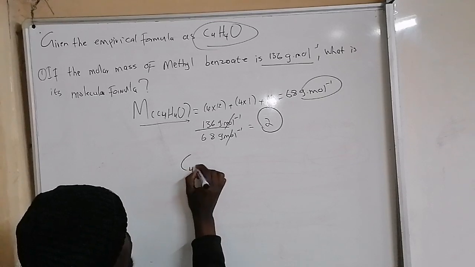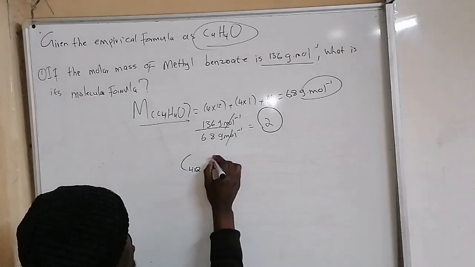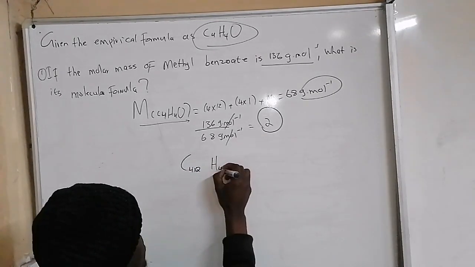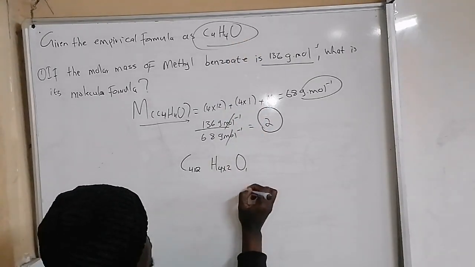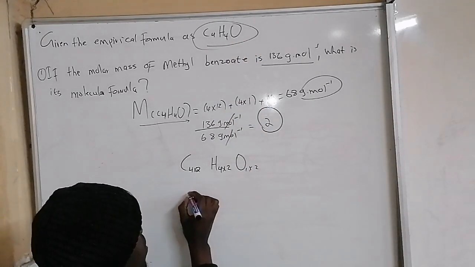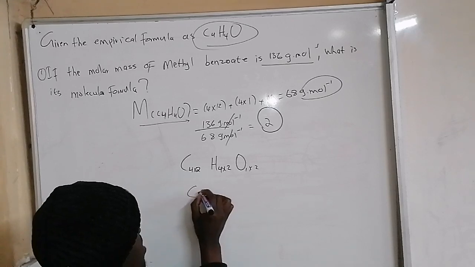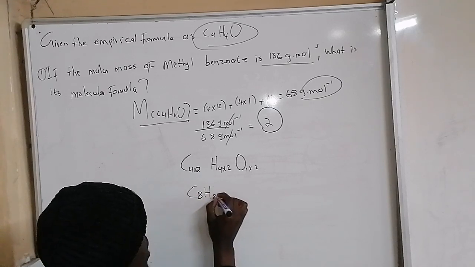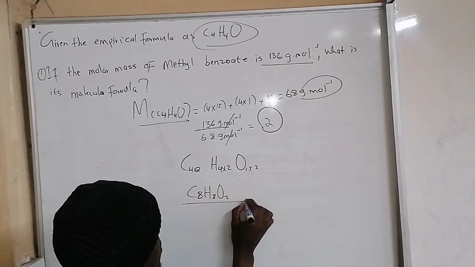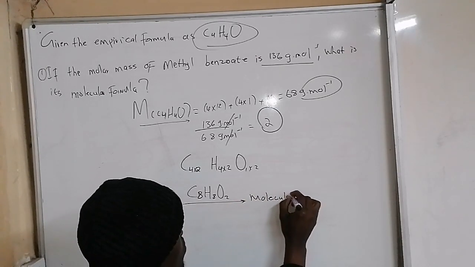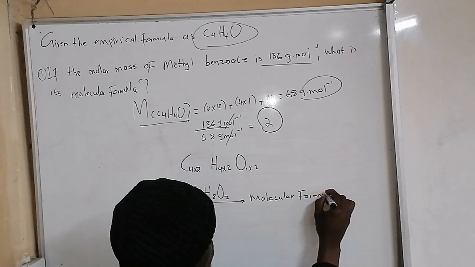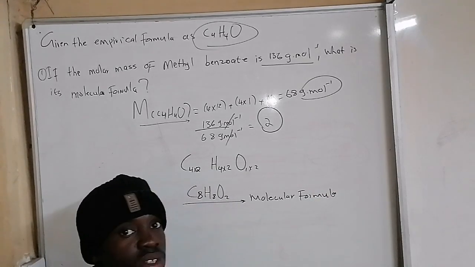So C4 times that 2, H4 times that 2, and O, since here we have nothing, the subscript is 1, times 2. Therefore, the molecular formula is C8H8O2. So this is our molecular formula.